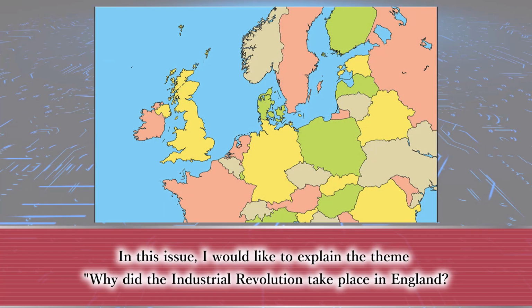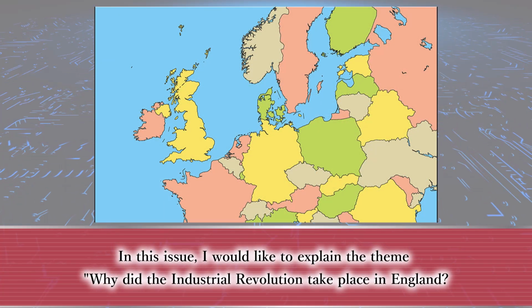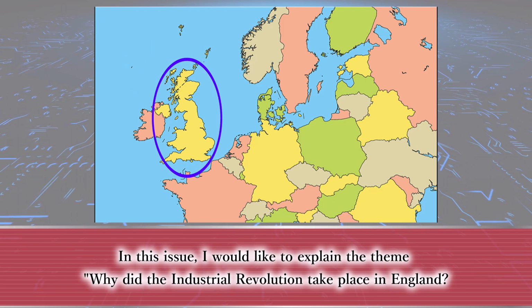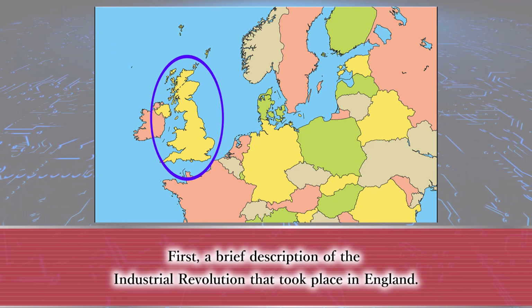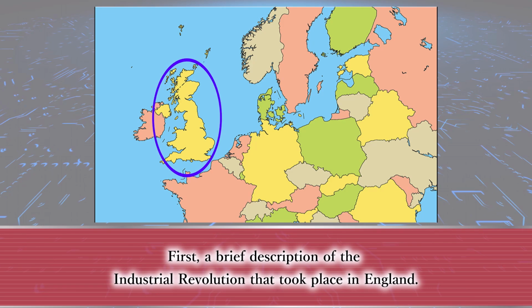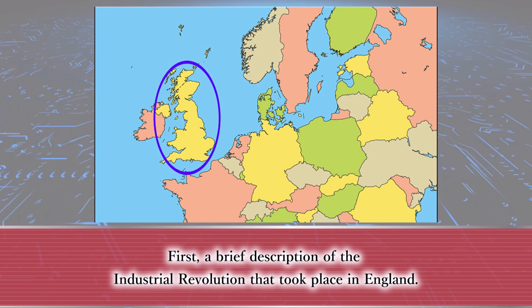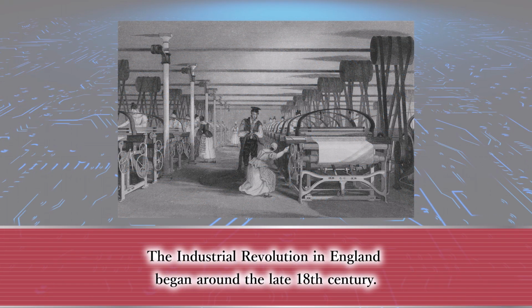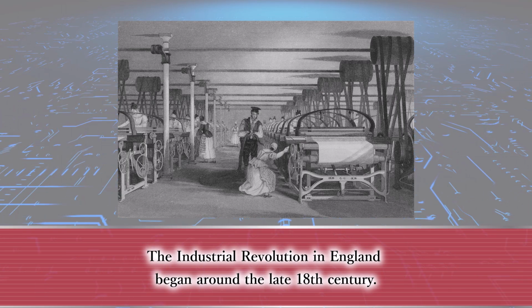In this issue, I would like to explain the theme: why did the Industrial Revolution take place in England? First, a brief description of the Industrial Revolution that took place in England. The Industrial Revolution in England began around the late 18th century.